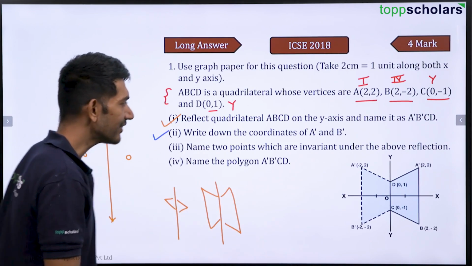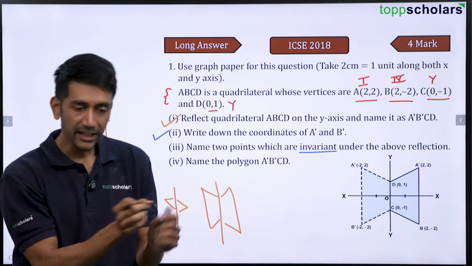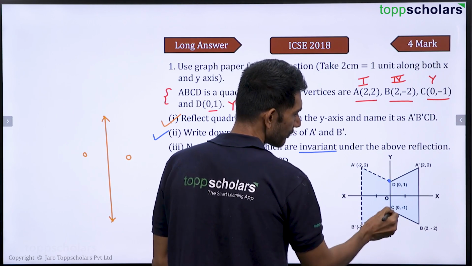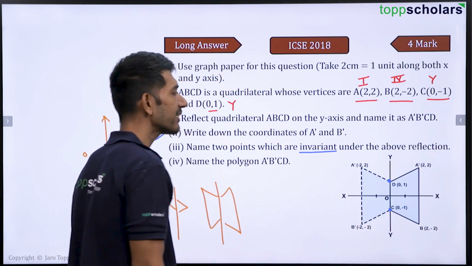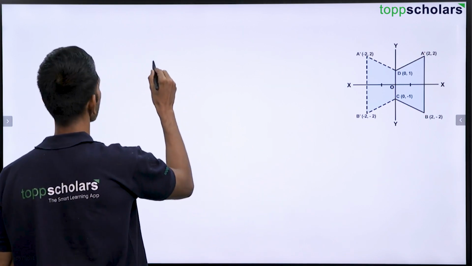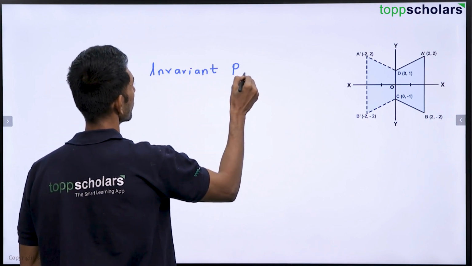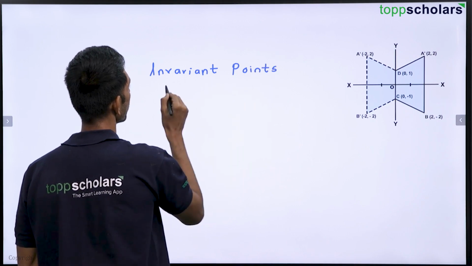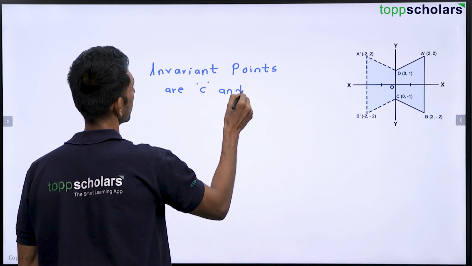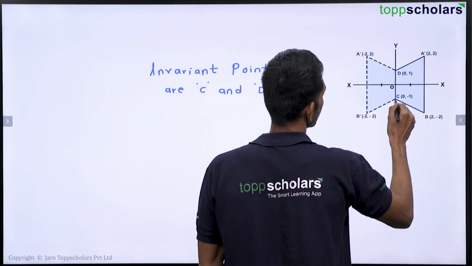Name 2 points which are invariant. Now invariant means what? Even after taking the reflection, it does not move, right? So can I say this point D and this point C are invariant under the above reflection? So which are the invariant points? I can say the invariant points are C and D. So the invariant points are C and D.